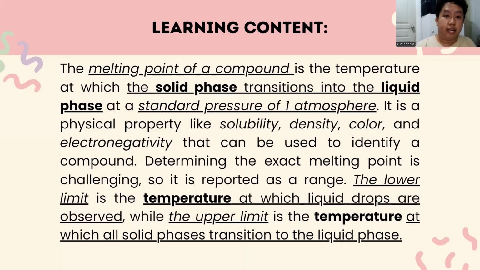So for our learning content, the melting point of a compound is the temperature at which the solid phase transitions into the liquid phase at a standard pressure of 1 atmosphere. It is a physical property like solubility, density, color, and electronegativity that can be used to identify a compound. Determining the exact melting point is challenging, so it is reported as a range. The lower limit is the temperature at which liquid drops are observed, while the upper limit is the temperature at which all solid phases transition to the liquid phase.